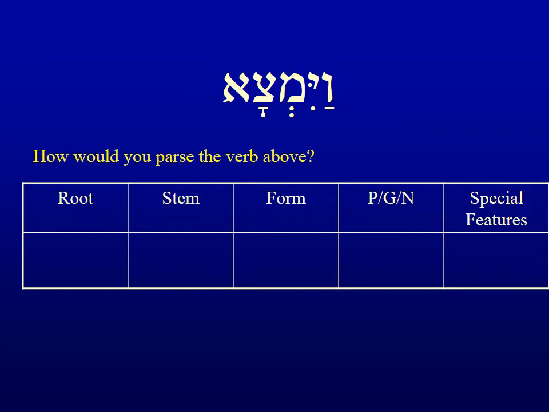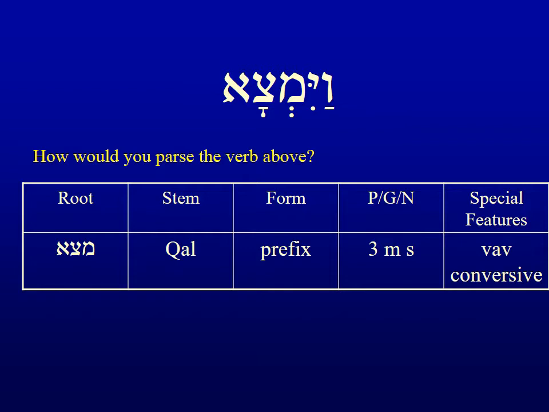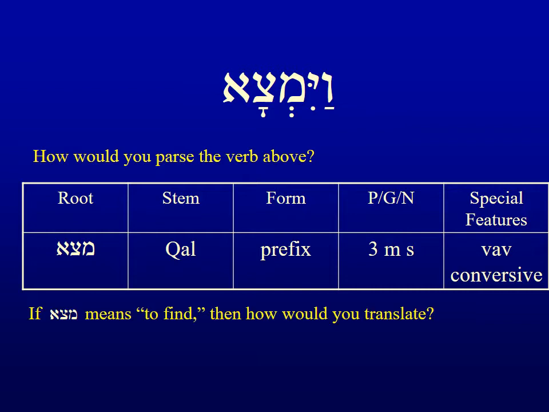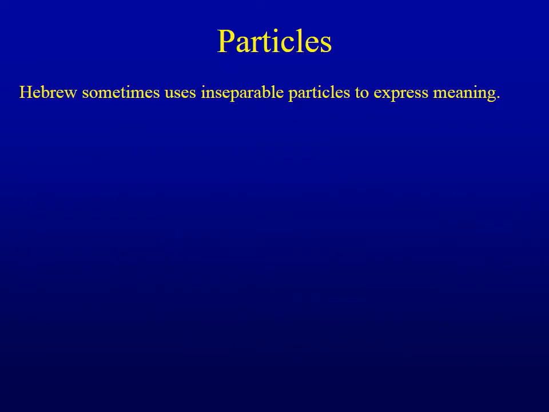We can also try this one, which is pronounced vayimtza. This again is parsed in the same way. This is the kal prefix third masculine singular of the root mem tzade aleph, and it is a vav conversive. If matzah means to find, then this form would be translated, "and he found." Okay, now moving on from verb forms, the last thing to talk about in this particular lesson is particles.